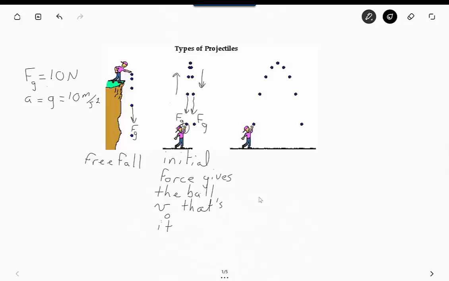The third one here is also the same ball, same kid, thrown up, but now it's thrown at a bit of an angle. So it's going to go up and then down, so the path is more visible that it is actually parabolic. And all the projectiles that we're going to look at will have a parabolic path.